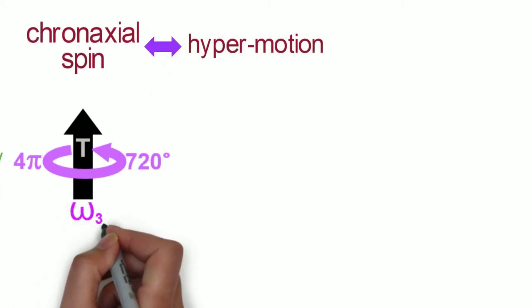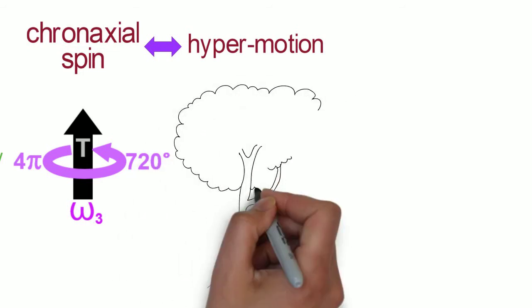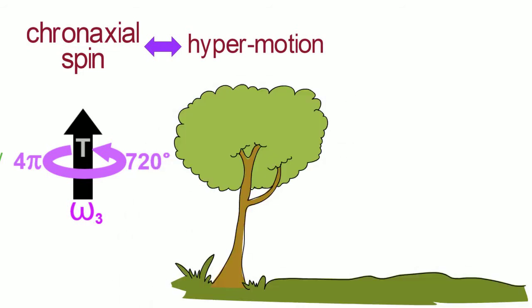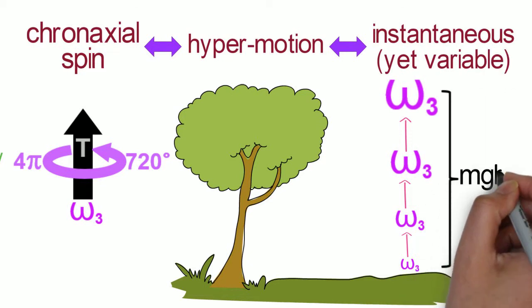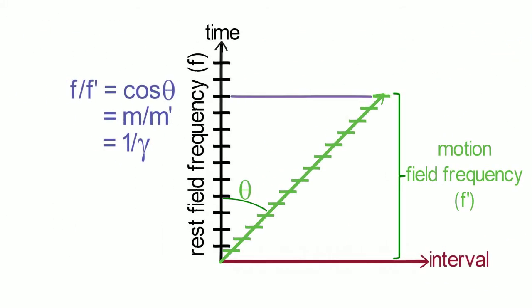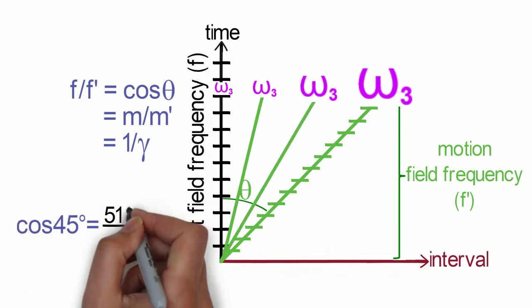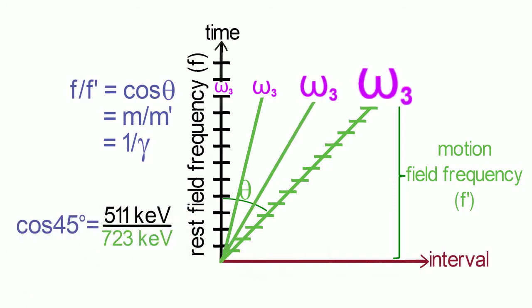Chronaxial spin is a hypermotion with solid angular velocity omega 3, which fundamentally unifies potential and kinetic energy of all kinds. A particle with higher omega 3 in its rest frame means higher rest mass, including any positional energy in fields. Motion effectively increases omega 3 by inclination of the particle world line. Omega 3 has units of mass or energy as convenient.